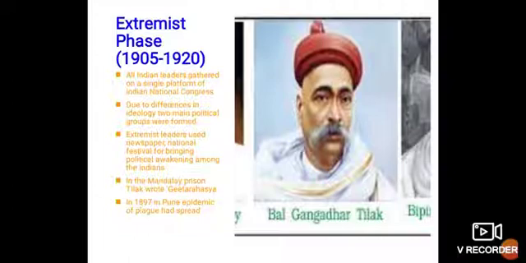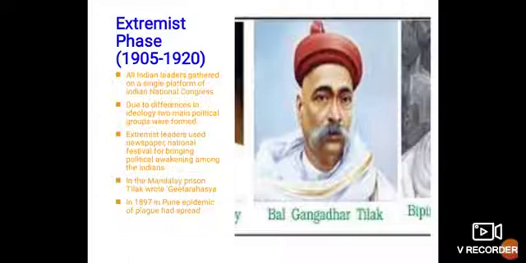So, at the initial stage, extremist leaders also wanted to bring about the awakening among the people. Hence, they used newspaper as a medium for awakening the people and bringing them together. They used various national festivals so that people should come together, and with this we can get a good opportunity to gather people.